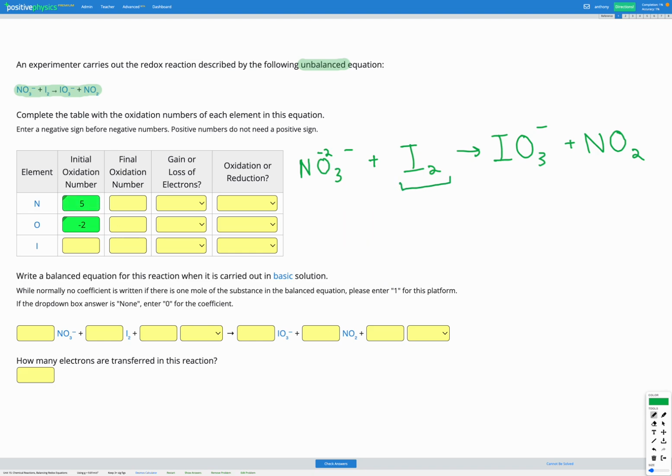Next, we have I2, diatomic iodine. We know that the overall oxidation number of this is 0 since it's not charged. And since the only thing in it is the iodine, that means iodine must also have an oxidation number of 0.